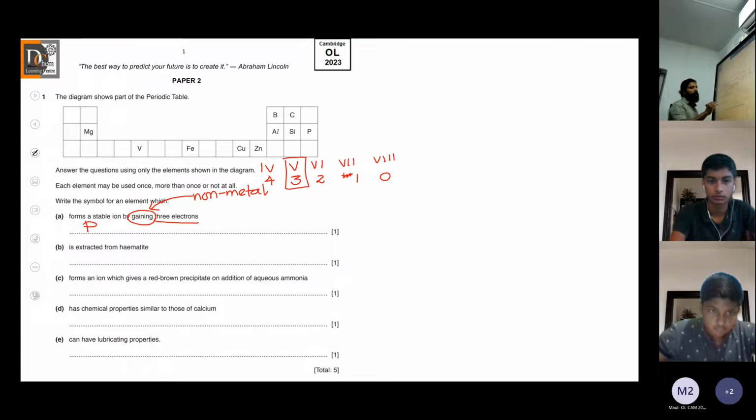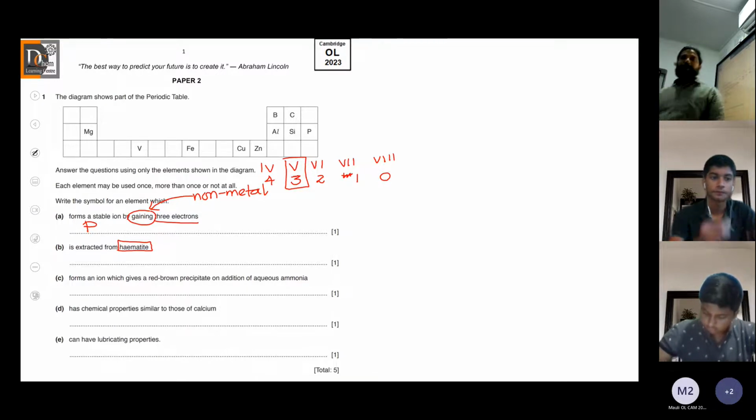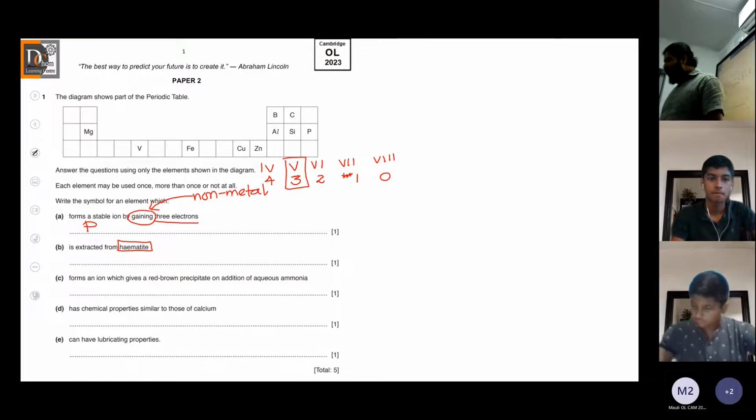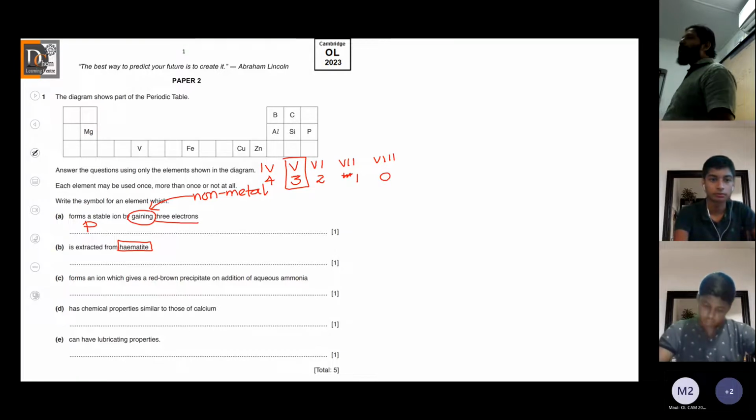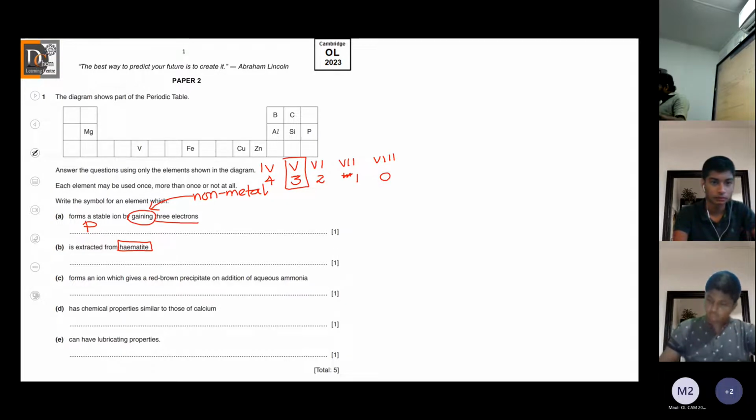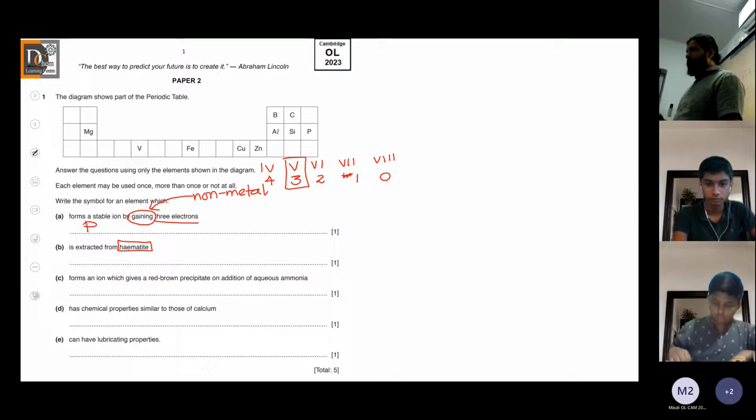This is extracted from hematite. All right, you can't forget hematite, right? If you forget hematite, I'm not going to scold you, but let me give you a hint. Have you ever heard the word heme? Heme. Have you heard about hemoglobin?